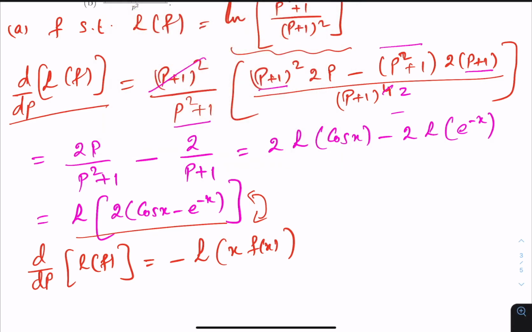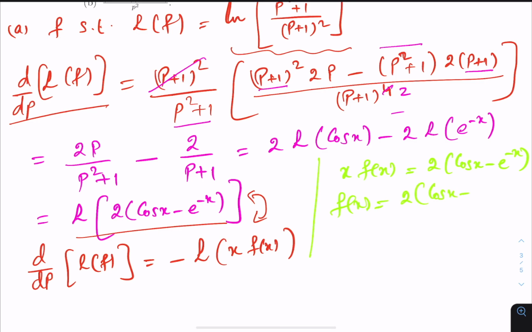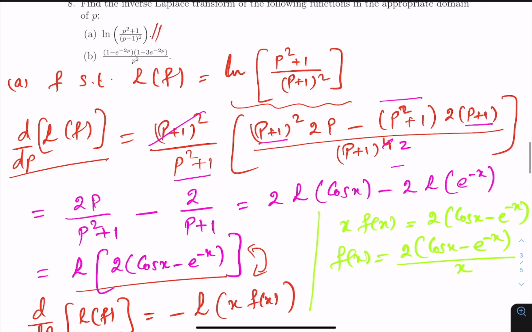So what we have is that x fx is 2 times cos x minus e power minus x. So fx is 2 times cos x minus e power minus x by x. Okay, so that completes problem 8a.